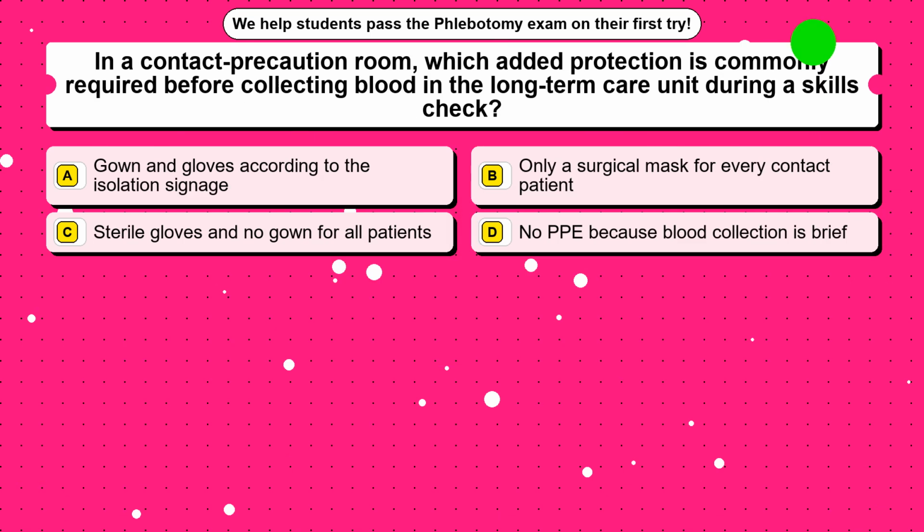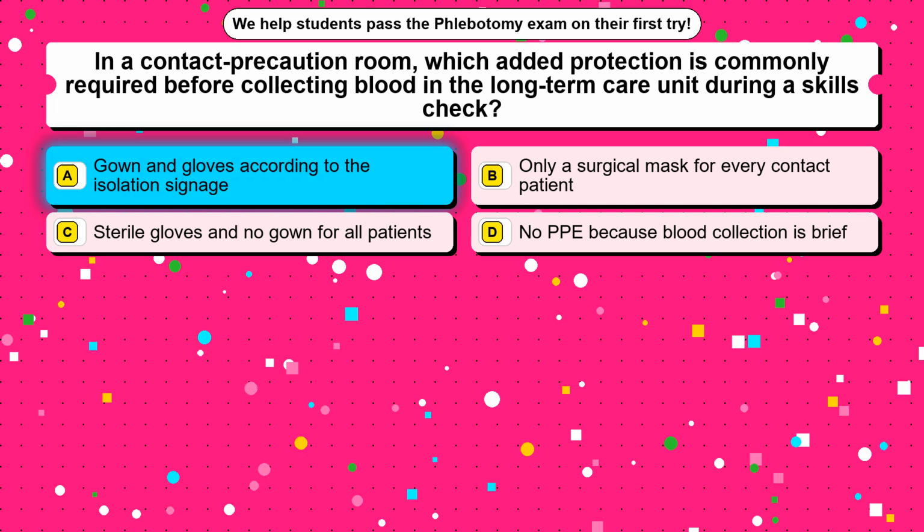Question 2. In a contact precaution room, which added protection is commonly required before collecting blood in the long-term care unit during a skills check? Option A. Gown and gloves according to the isolation signage. Option B. Only a surgical mask for every contact patient. Option C. Sterile gloves and no gown for all patients. Option D. No PPE because blood collection is brief.